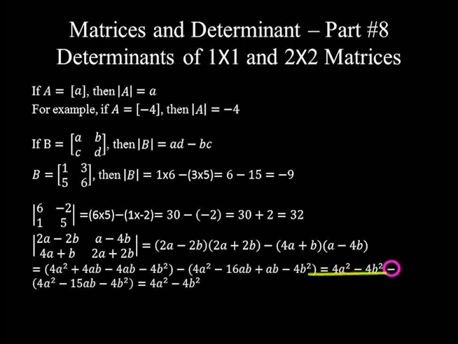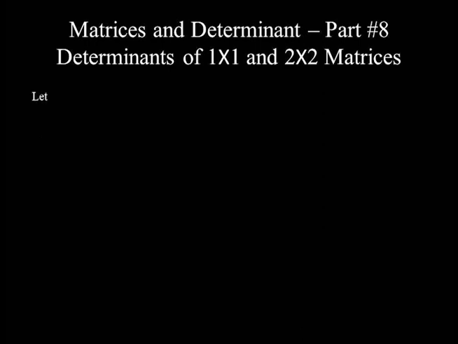This negative times 4a squared gives us -4a squared. Again, this negative times -15ab is plus 15ab. This negative times -4b squared is plus 4b squared. This implies 4a squared minus 4a squared is 0, and -4b squared plus 4b squared is also 0. So what we are left with is 15ab. So the determinant of this 2 by 2 matrix is 15ab.